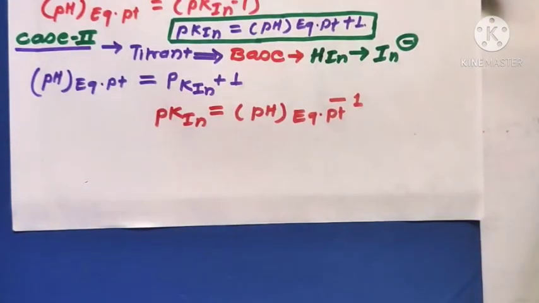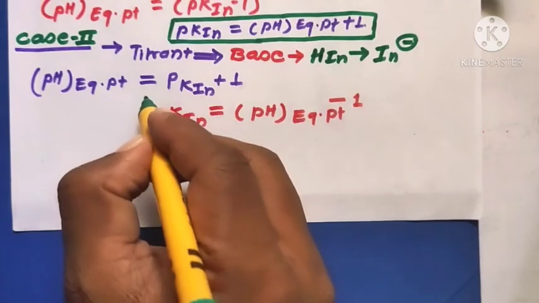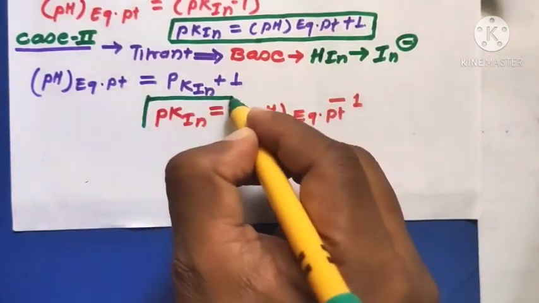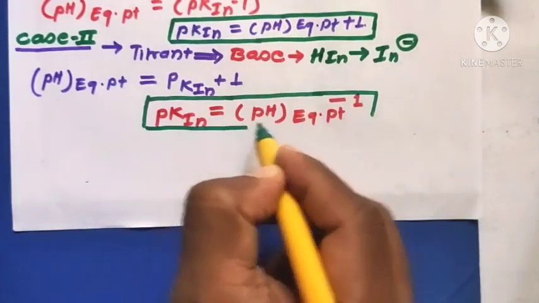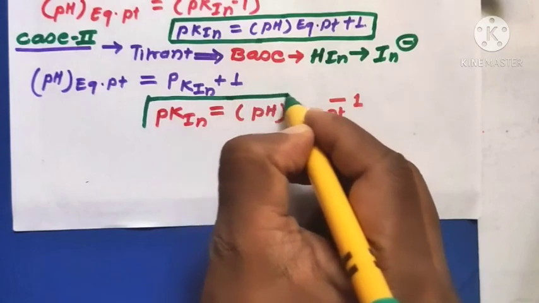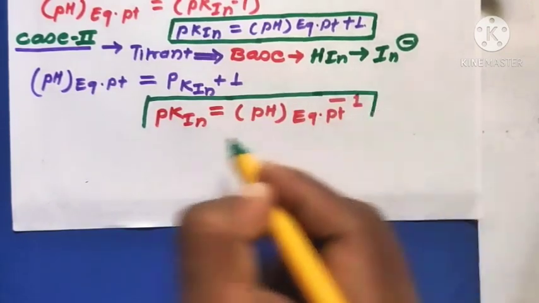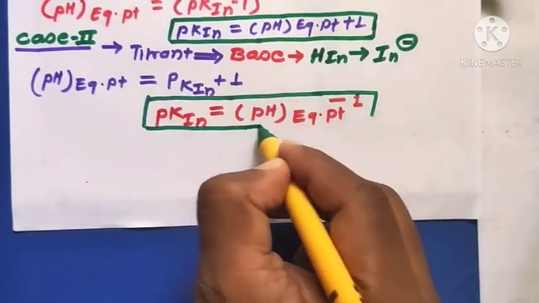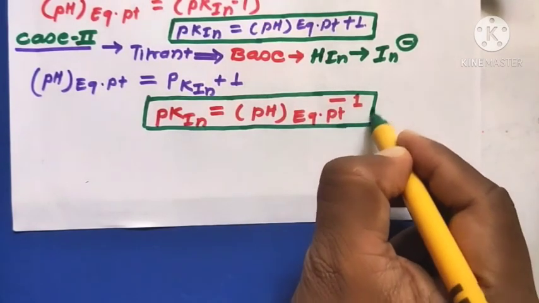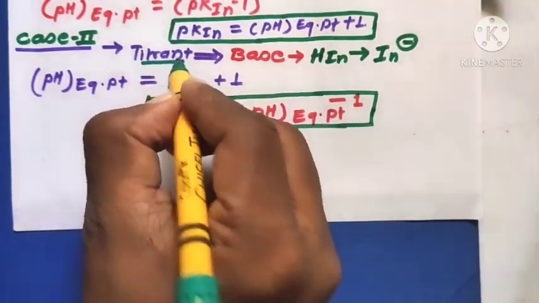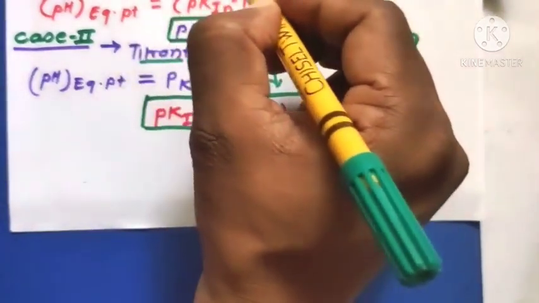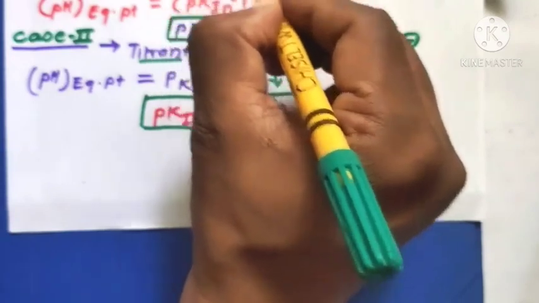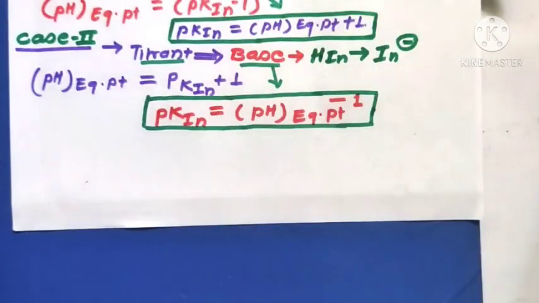Now the conclusion from the above two cases: if the titrant is an acid, then the indicator that fulfills the following condition should be used for the titration, that is pKin is equal to pH at the equivalence point plus 1 for the acid titrant. And if the titrant is a base, then the indicator that fulfills the following requirement should be used, that is pKin is equal to pH at the equivalence point minus 1 for the basic titrant.